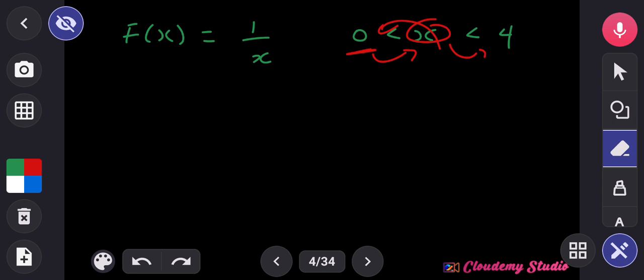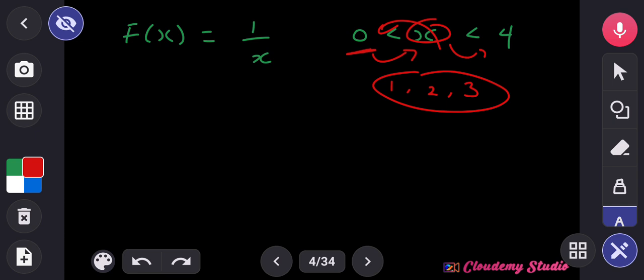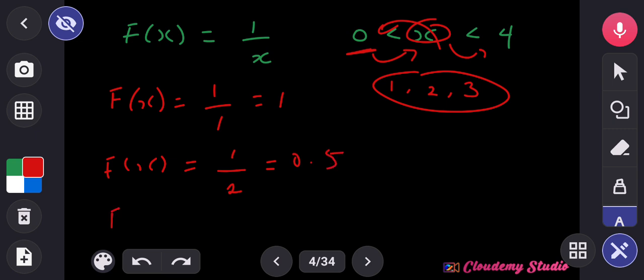So what are the numbers that are greater than 0? 1, 2, 3. And 3 is less than 4, which means in this particular function, these are the 3 numbers that we can have. Then f of x equals 1 divided by 1, that equals 1. That will be our upper bound. Another one, f of x equals 1 divided by 2, and that is 0.5. The third one, f of x equals 1 divided by 3. So that is how we are going to have it.